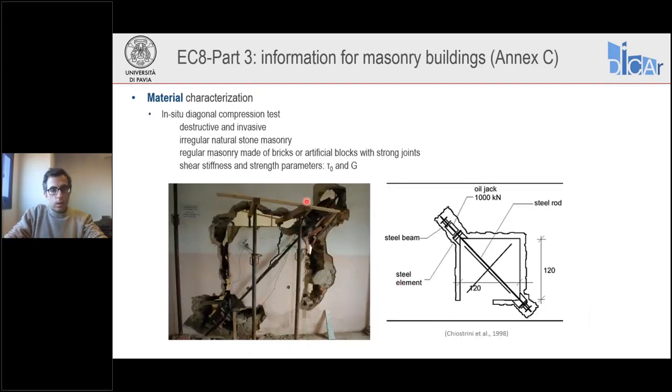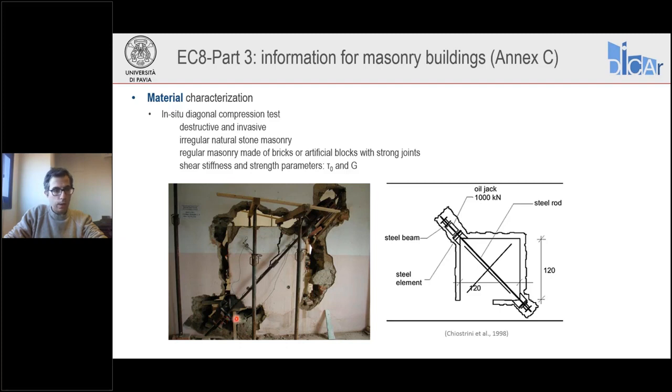Another test is the in-situ diagonal compression test. This is, as you can see from the picture, a quite destructive and invasive test, because you are required to isolate a wall panel, to put a diagonal actuator, which is used to apply a diagonal force. It is used for regular masonry with strong joints, and is used to measure shear stiffness and strength parameters, so tau 0 and G.